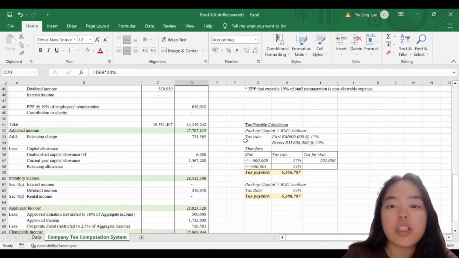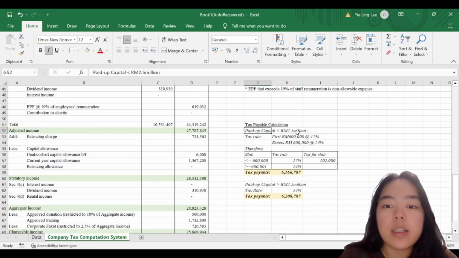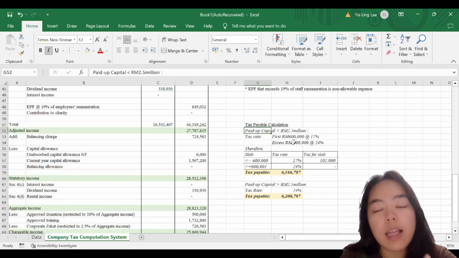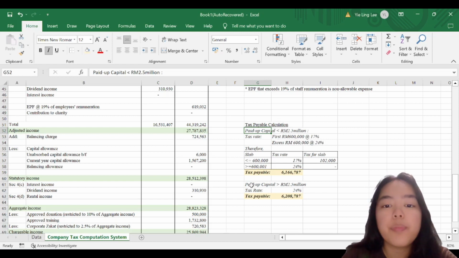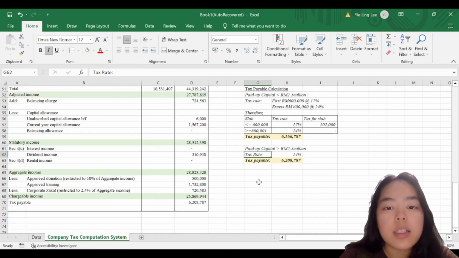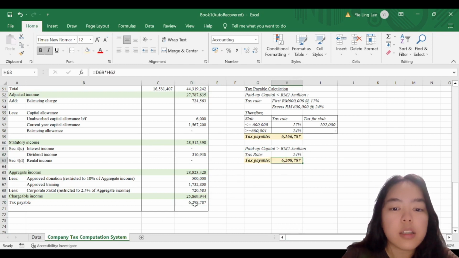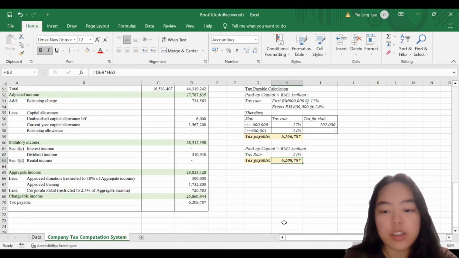For the tax payable, we have two scenarios. One is where paid up capital is less than 2.5 million. In that situation, we have two tax rates: the first 600,000 is 17% and the excess is 34%. And the second scenario is where paid up capital is more than 2.5 million and the tax rate is only 34%. Since our paid up capital is unlimited, we're going to use the tax rate of 34% only. So as you can see here, it tallies up, which is 6,208,000 tax payable that needs to be paid by the company of Farm Fresh.